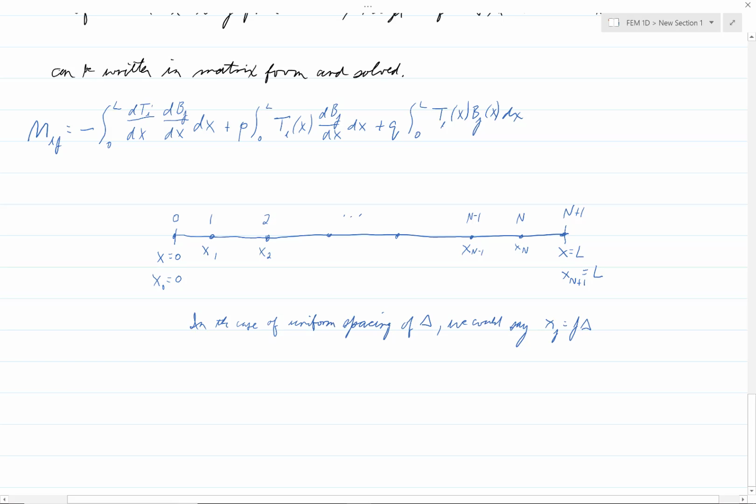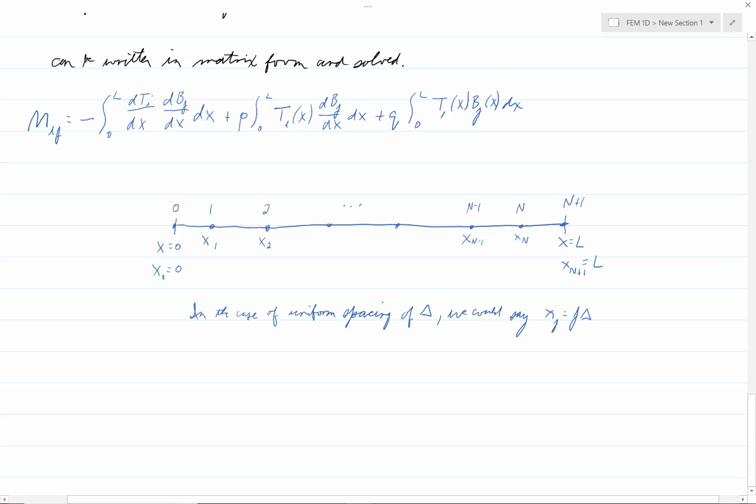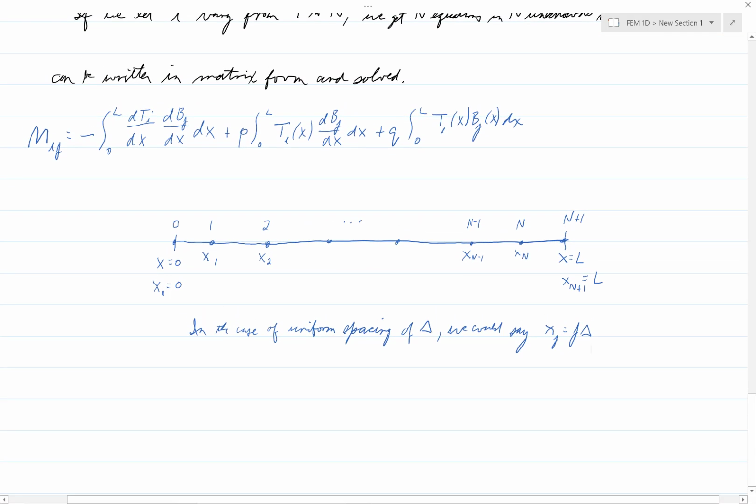So in this discussion, I will not assume that there is uniform spacing. I will assume that there is non-uniform spacing, and so somewhere your program has access to these stored values of x1, x2, all the way up to xn. Now, having said that, let's remind ourselves of one other thing.